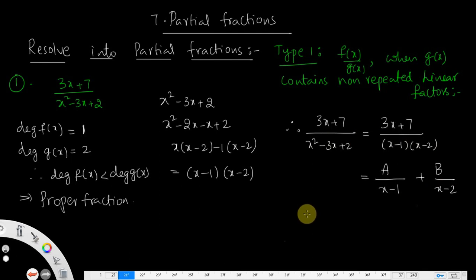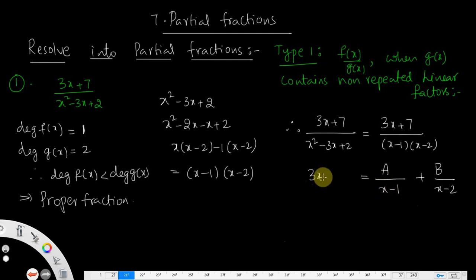There will be partial fractions of the form where a is a non-zero real number, which we have to determine. So that is a and b. So consider a by the first linear factor, that is x minus 1, plus another one, b by x minus 2. If the power is 3, then you write it as 3, depending on the given g of x. Therefore, we can divide this f of x by g of x into two proper fractions, that is a by x minus 1 plus b by x minus 2.